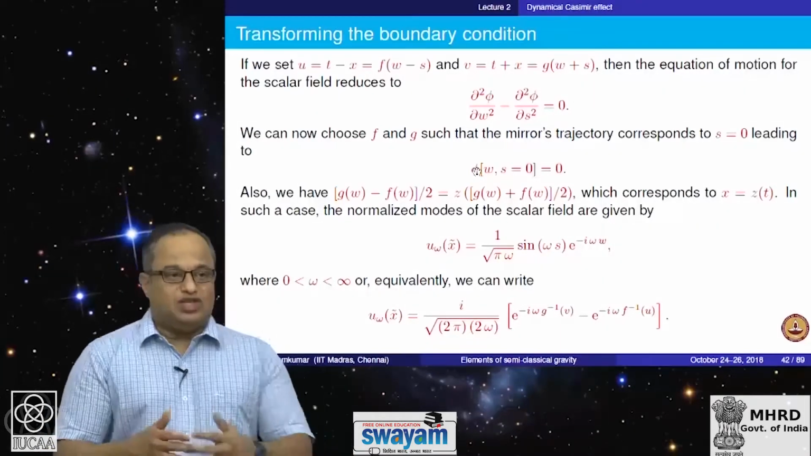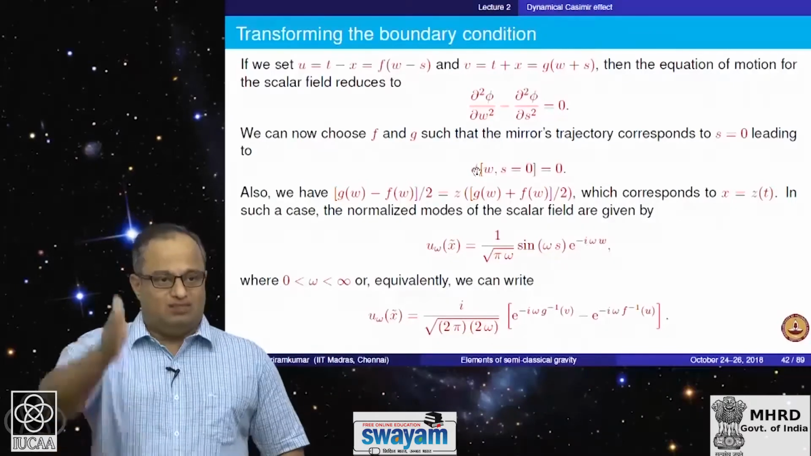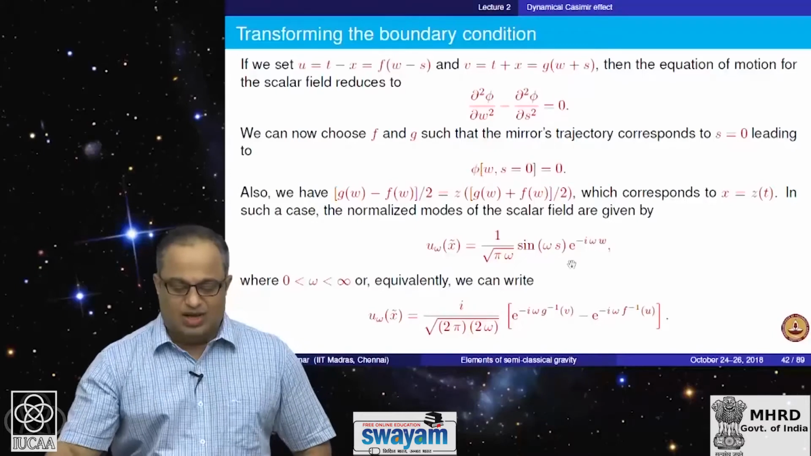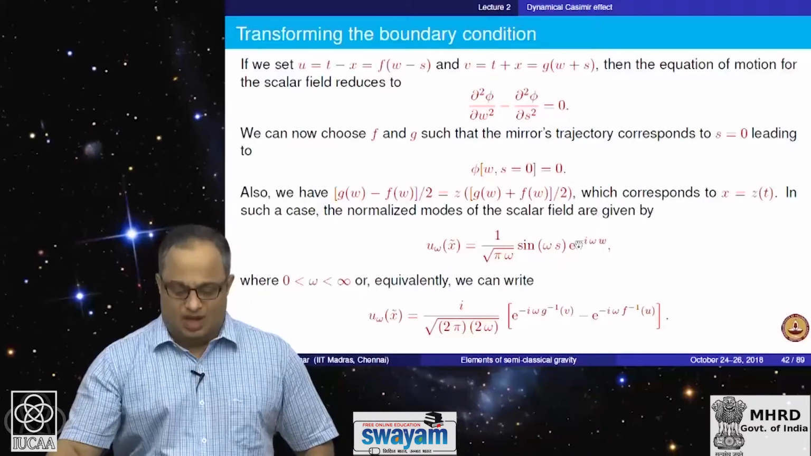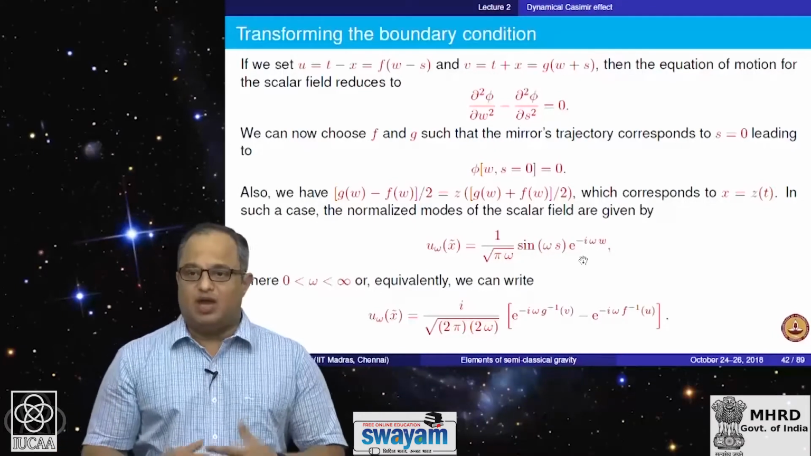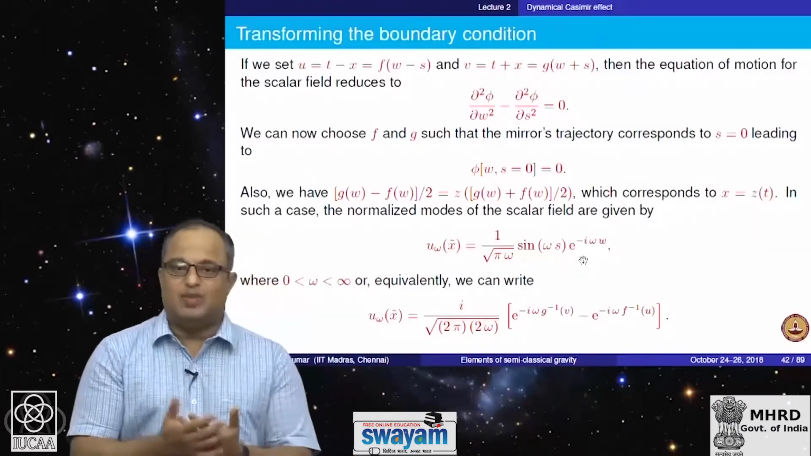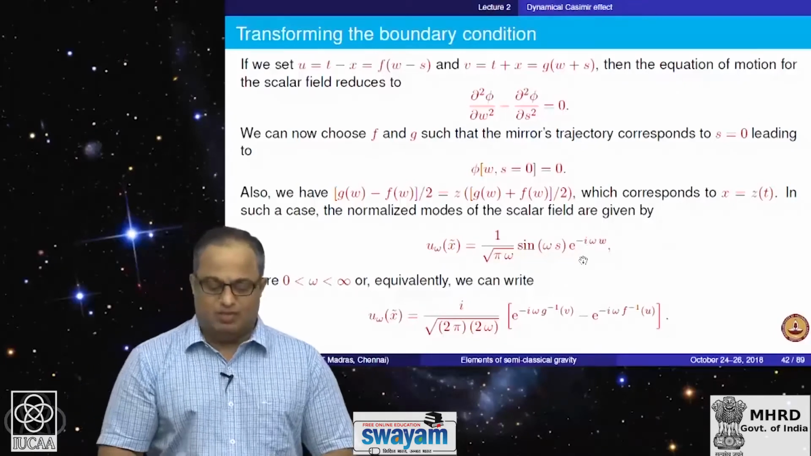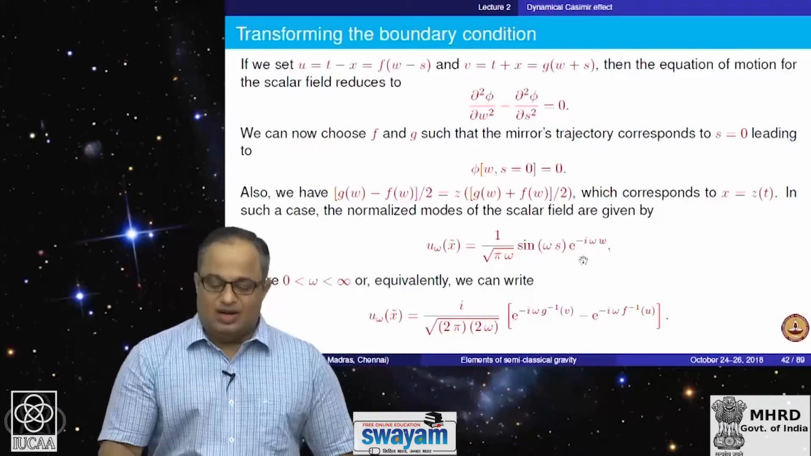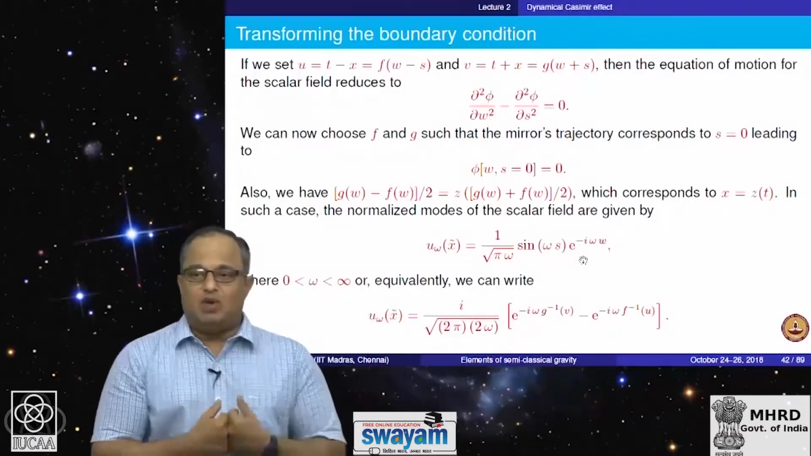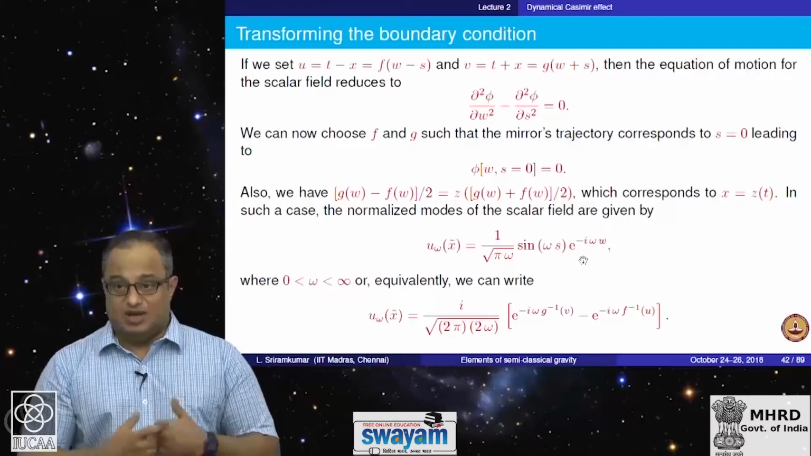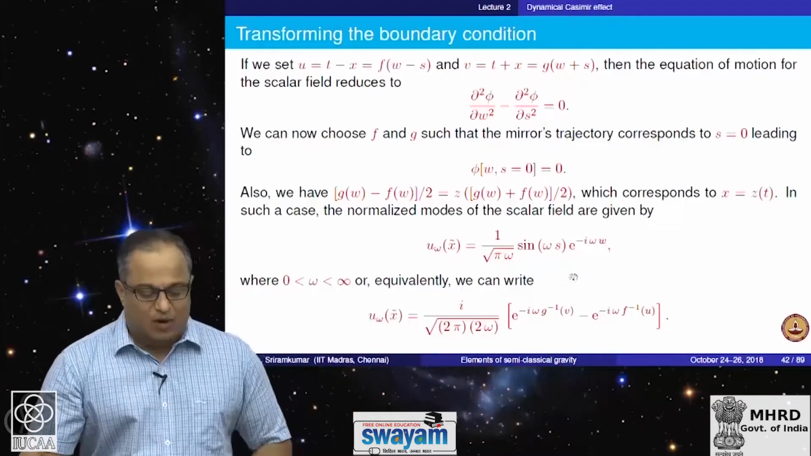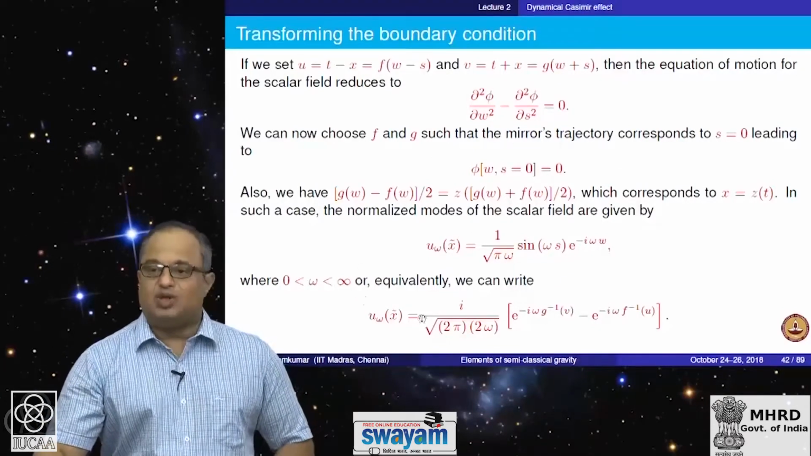And once you have this condition and you want the modes to vanish on a boundary, what you need is sin omega s. And I have written e power minus I omega w, remember w is my new time coordinate, and these are my positive frequency modes. Or if I invert and write it, I am not interested in the coordinates w and s, I am interested in the coordinates t and x, and therefore, I need to invert them, and these are my positive frequency modes.